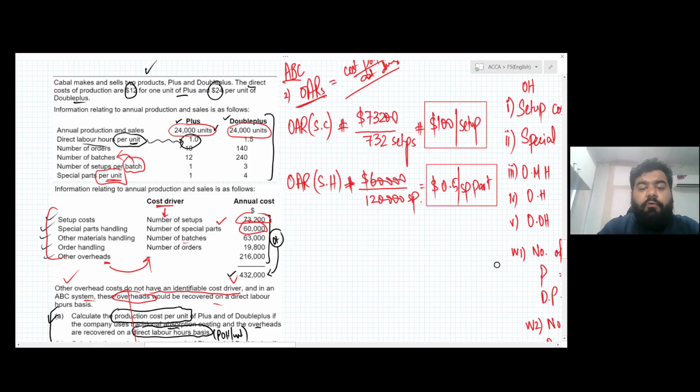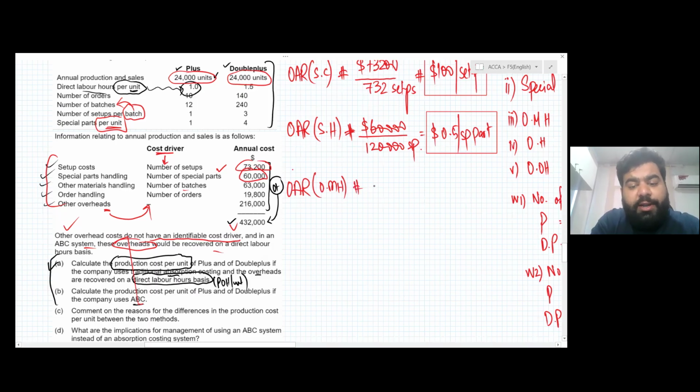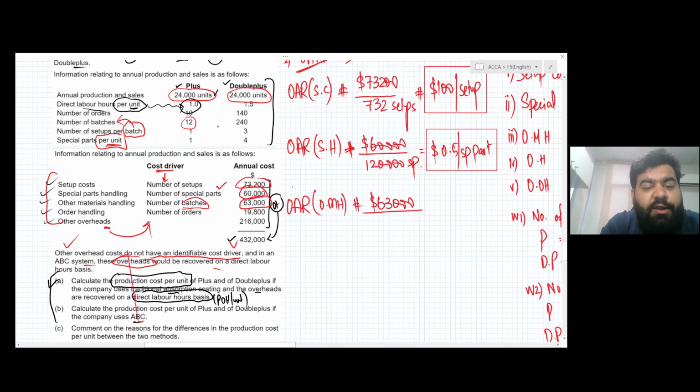Now we have the third OAR. Obviously, five types of overheads, so five OARs will be calculated. This we have to do. There's no other solution. The third OAR is of other material handling. The total cost we can take from here, 63,000. But in the denominator, we have to use the number of batches. Here the number of batches are given: 12 and 240. It doesn't have any base like batches per this, no, just number of batches.